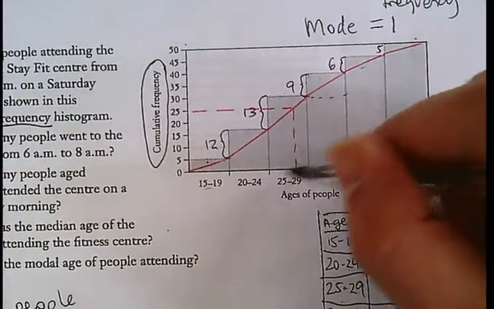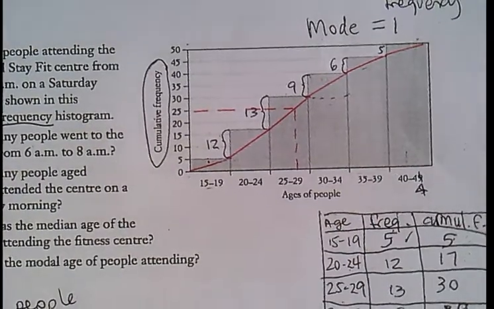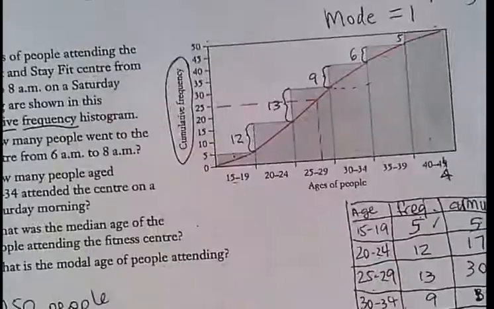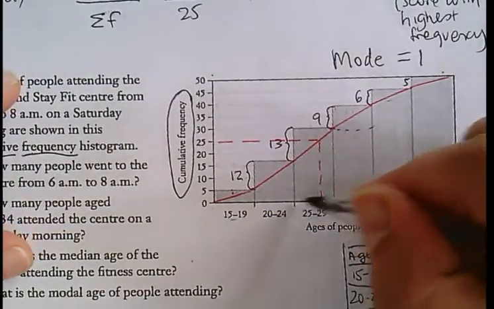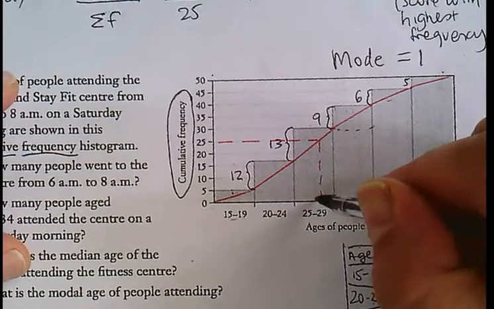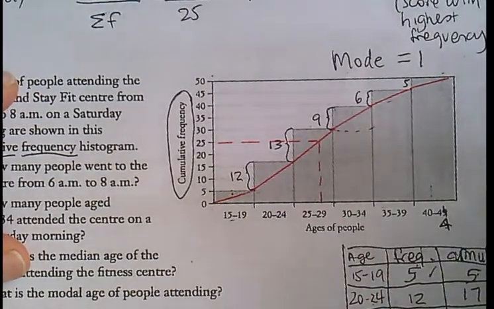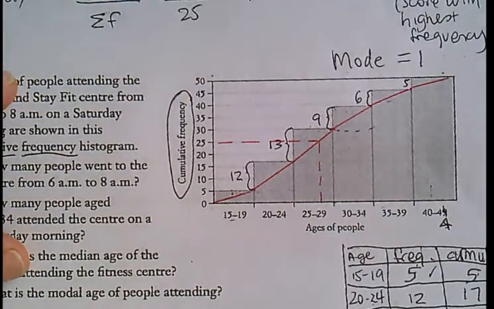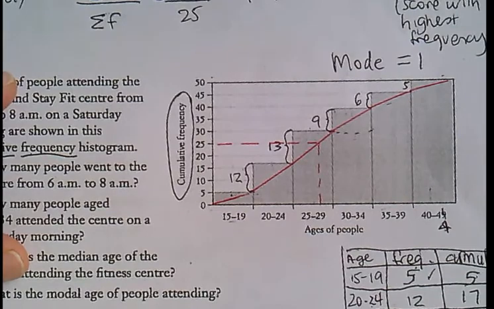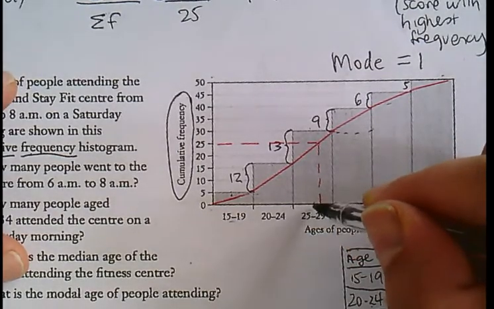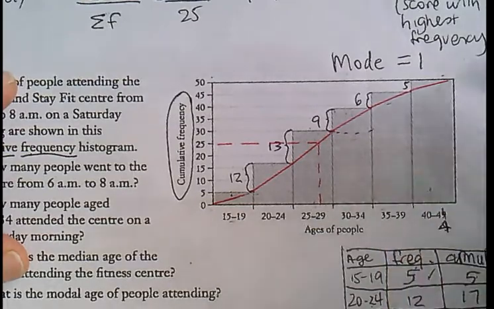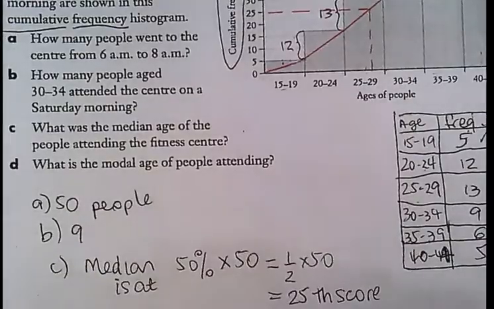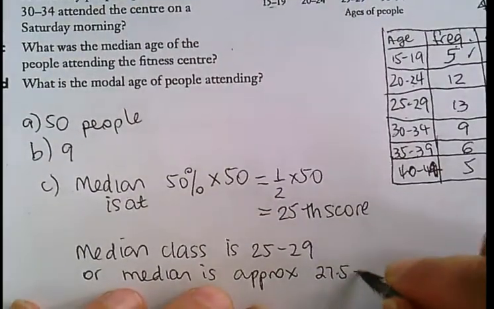Now, this line comes down somewhere in the group of 25 to 29. So that's called a class. So I could say the median class is 25 to 29, or the median is approximately, you've got to say if this is from 25 to 29, I think it's close to 28, about 27 and a half, 28 approximately. It's more than halfway, isn't it? So halfway would be probably 27. So it's a bit more than 27. It's about 27 and a half, 28. Or the median is approximately 27.5 through to 28.